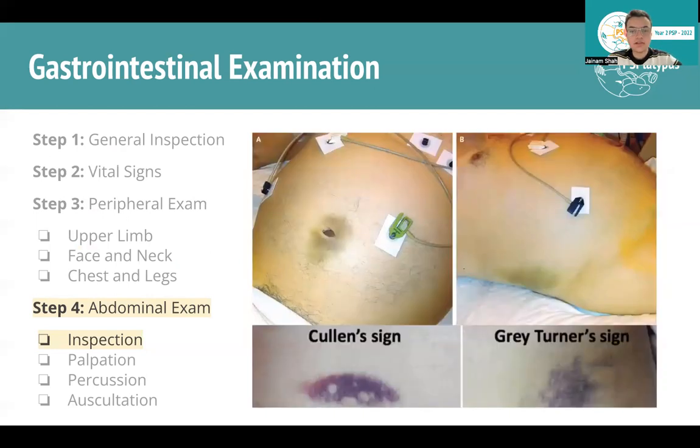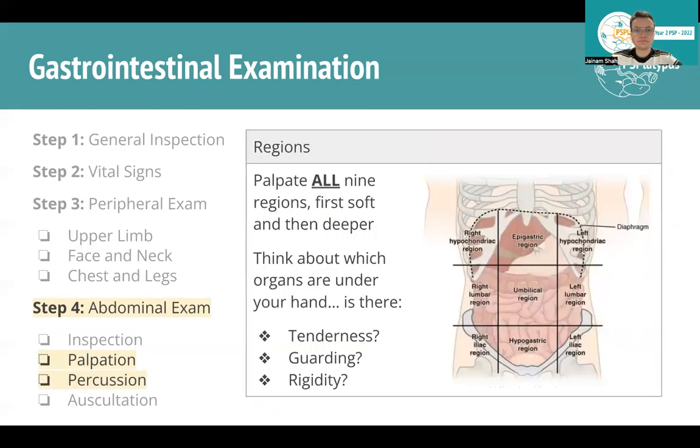And this was the Cullen's and Grey Turner sign that I mentioned. When it comes to palpation and percussion, you sort of do these together, and it depends on which organ. Sometimes you won't need to percuss an organ, sometimes you won't need to palpate an organ because you just need to do one or the other.